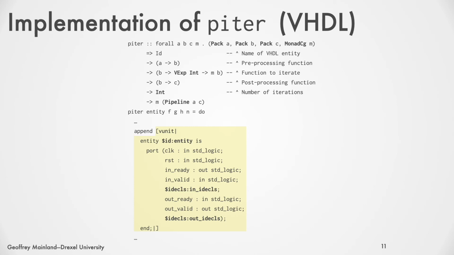The bolded sections that start with dollar signs are antiquotes. They're Haskell expressions whose values will be spliced into the quasiquote. The Haskell variable entity is an identifier that will be used as the name of the VHDL entity being generated. The Haskell variables in_decls and out_decls are lists of interface declarations that specify the VHDL unit's input and output signals, respectively. The append operation, a member of the MonadCG type class, collects generated code.